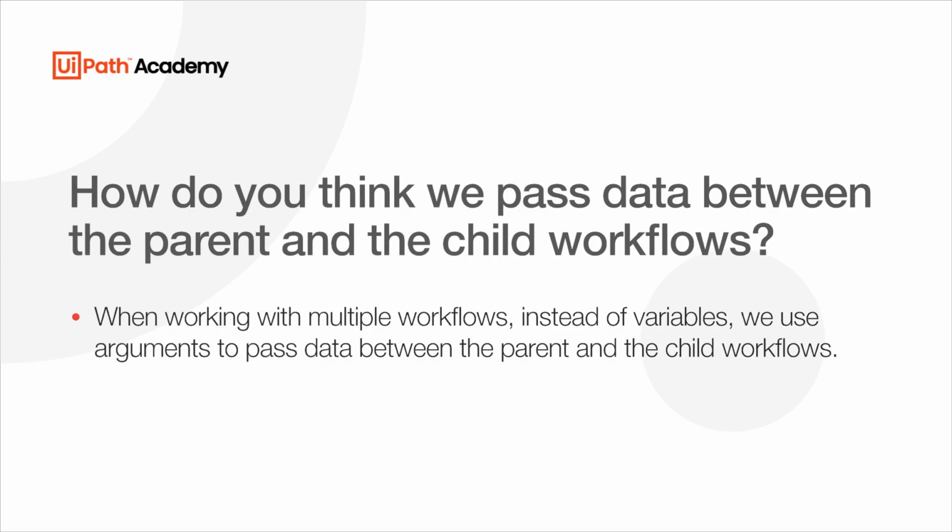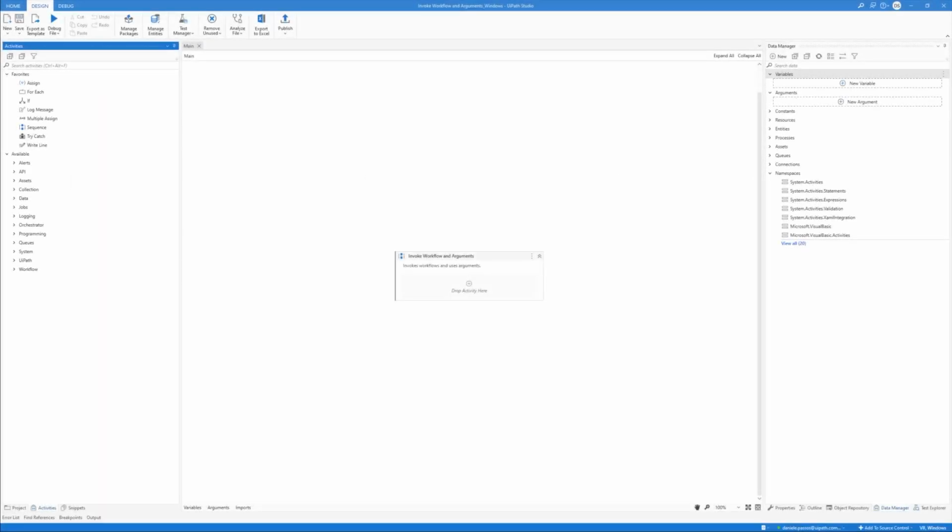So how do you think we pass data between the parent and the child workflows? When working with multiple workflows, instead of variables, we use arguments to pass data between the parent and the child workflows. Arguments pass data between workflows, while variables pass data between activities. Some exceptions do apply, which we'll talk about a bit later. But it's time to start building.